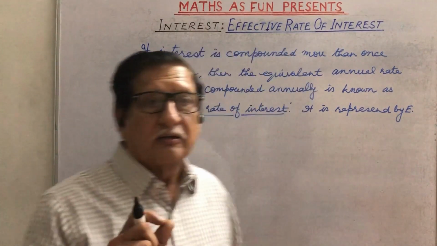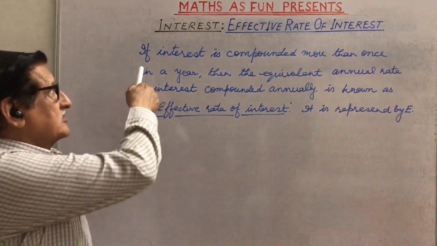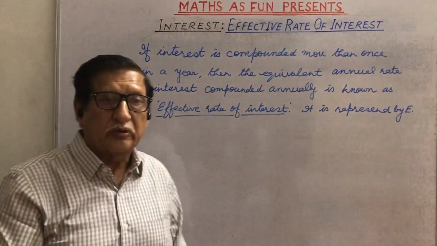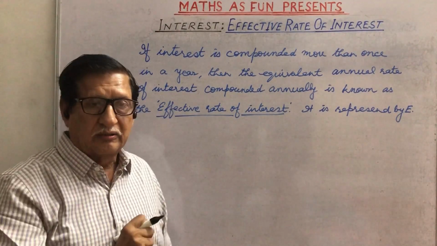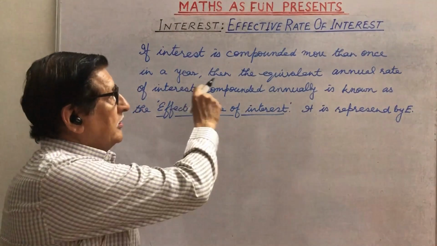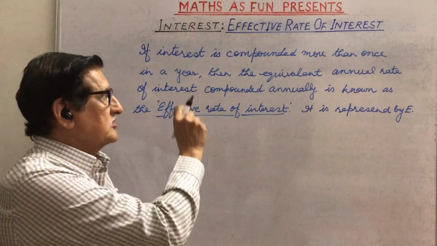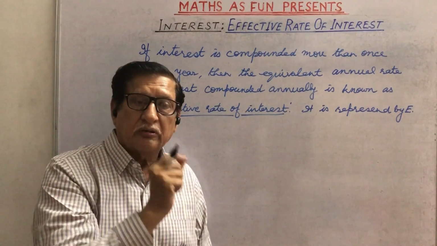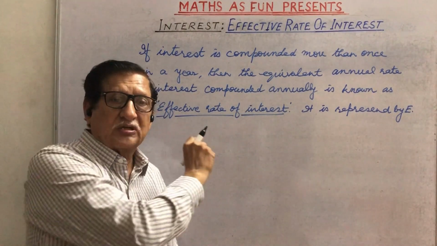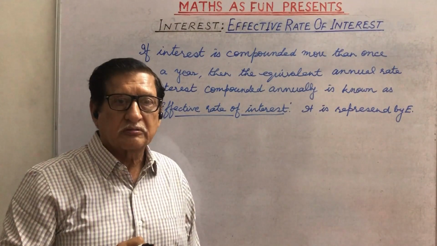So to define the effective rate of interest, we can say if interest is compounded more than once in a year, then the equivalent annual rate of interest compounded annually is known as the effective rate of interest.